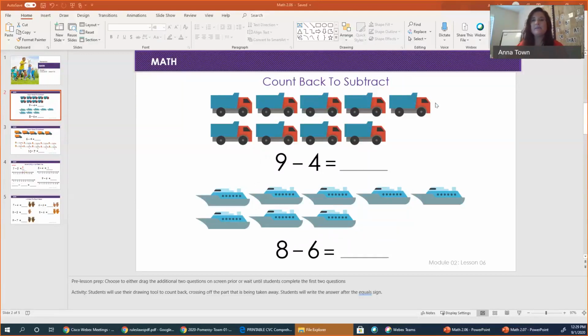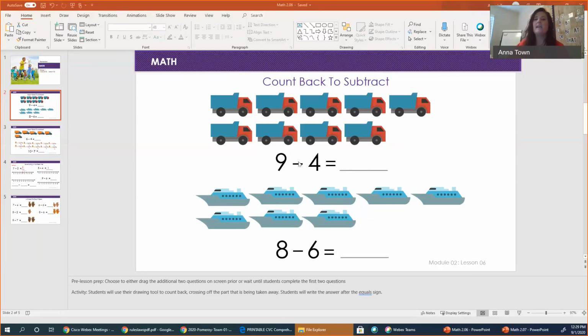Today we are going to be learning subtraction strategies like counting backwards, as if we were to use a 10 frame, and the number line. Let's get started. Boys and girls, right here, this is an example that would be like using a 10 frame.